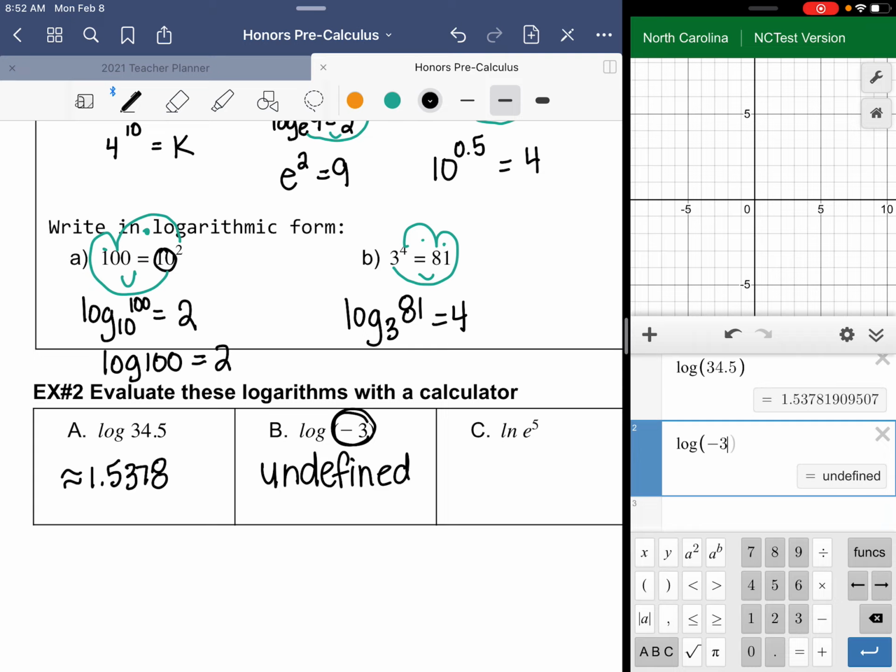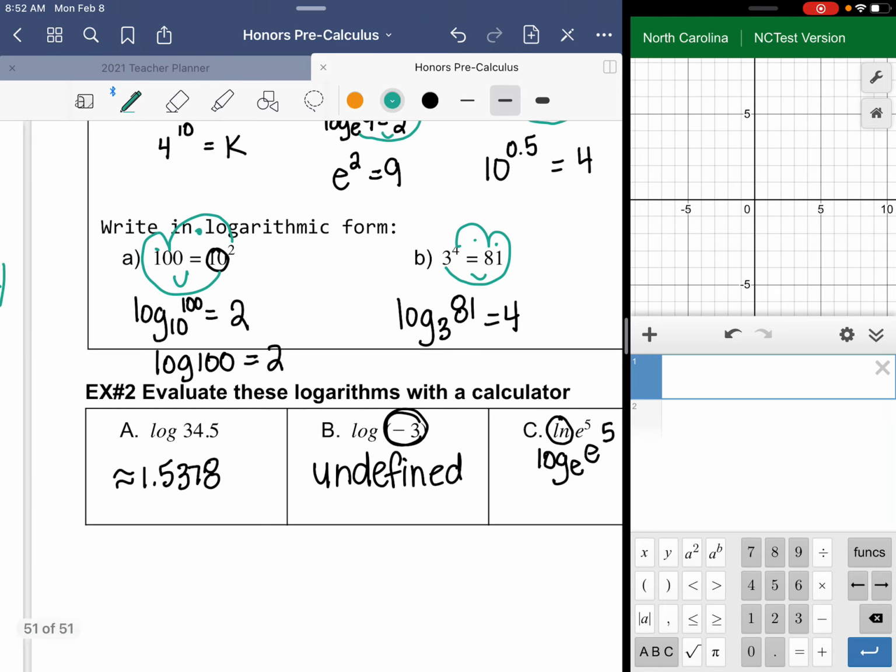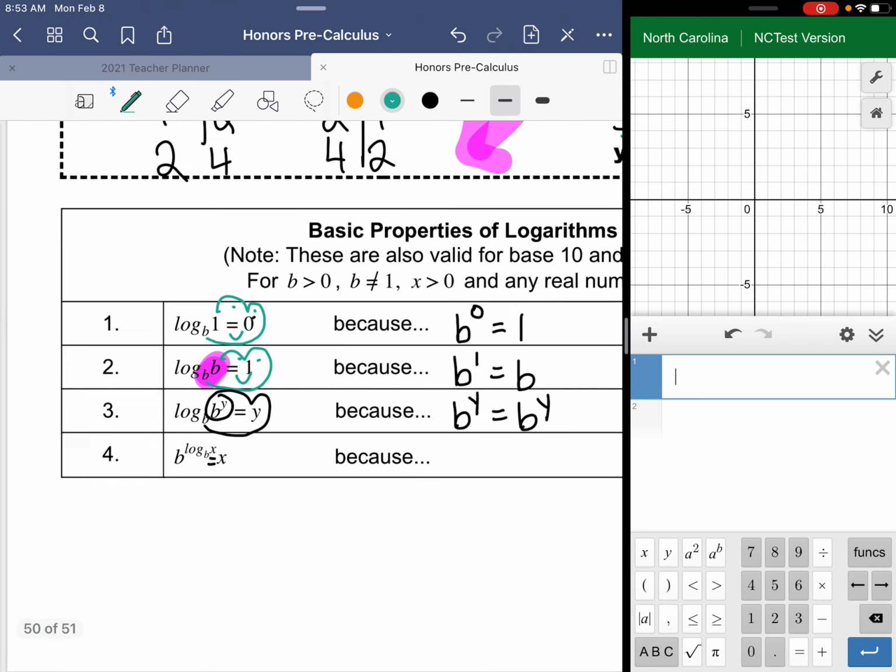Well, why is that undefined? Well, it's undefined because we can't have that negative exponent here, okay? So when you have a logarithm, it can never equal a negative exponent. So keep that in mind for the future. All right, and then if you know your properties, then this log of e stands for the natural logarithm, ln, raised to e equals 5.